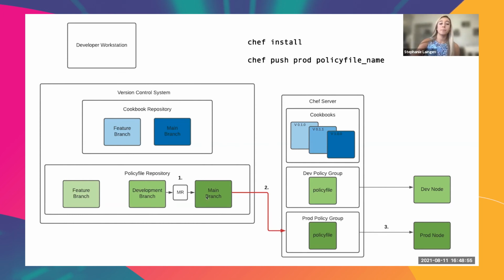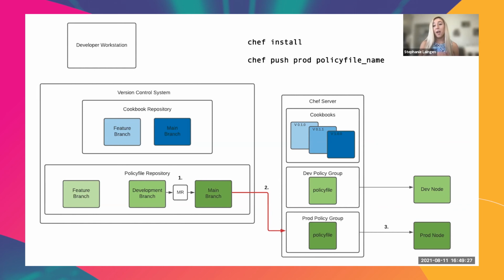And once that's approved, our pipeline is going to run chef install, caching all of those versions of the cookbooks. We actually don't need to run chef update here because we don't need to grab any new versions. We want to take exactly what we tested in the dev environment that's tried and true and put that into our prod environment. So our pipeline is going to run chef push to the prod policy group for that policy file.